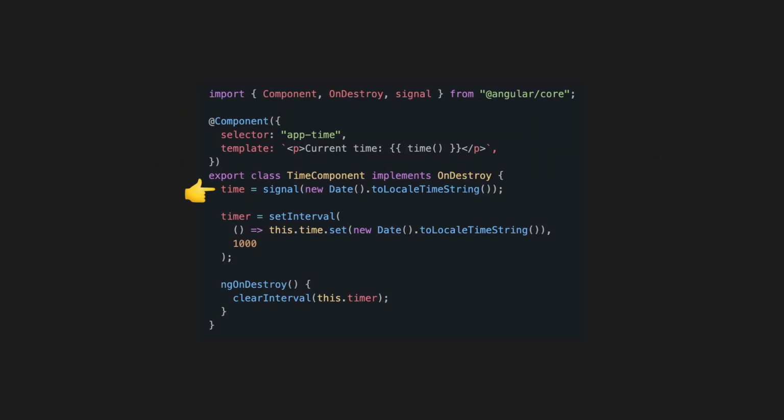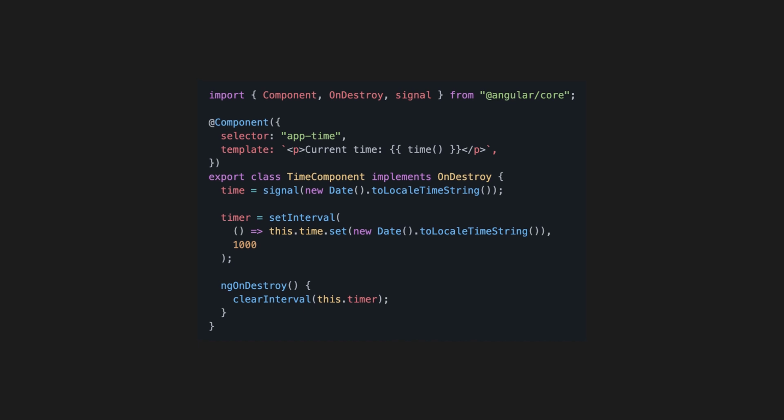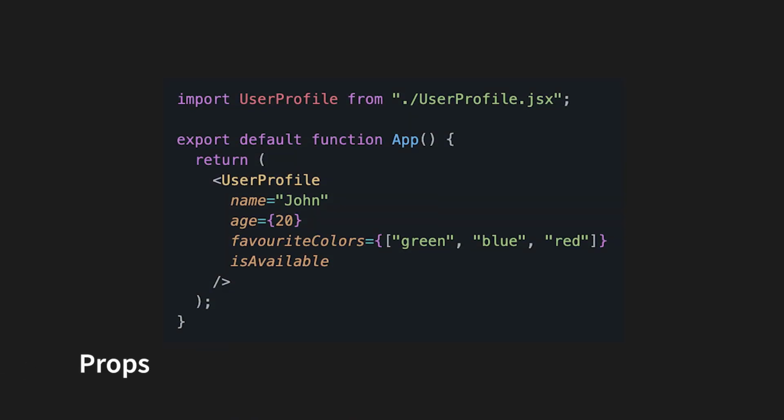The Angular time component initializes a signal for the time and starts an interval in the component body. By implementing the OnDestroy lifecycle hook, Angular calls ngOnDestroy when the component is about to be destroyed, where we clear the timer. In this example, we're comparing how external data flows into the components.